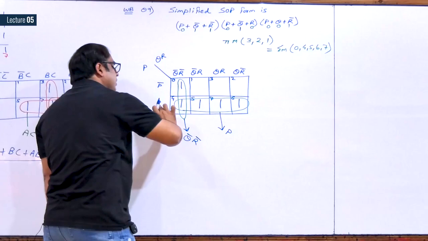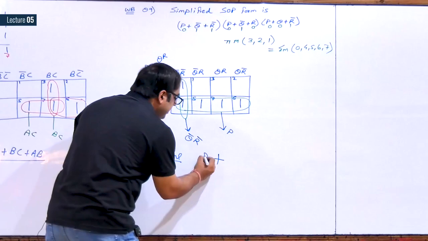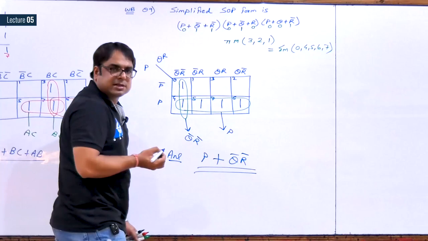Sum of product means we have to sum it. P plus Q complement R complement. This is the correct answer for this question.